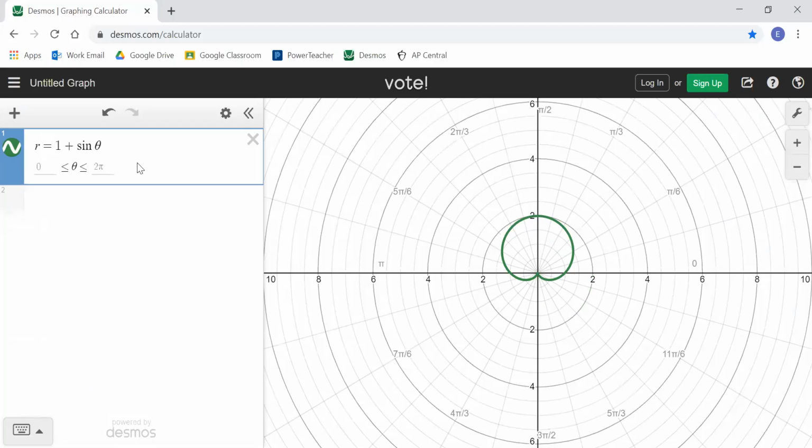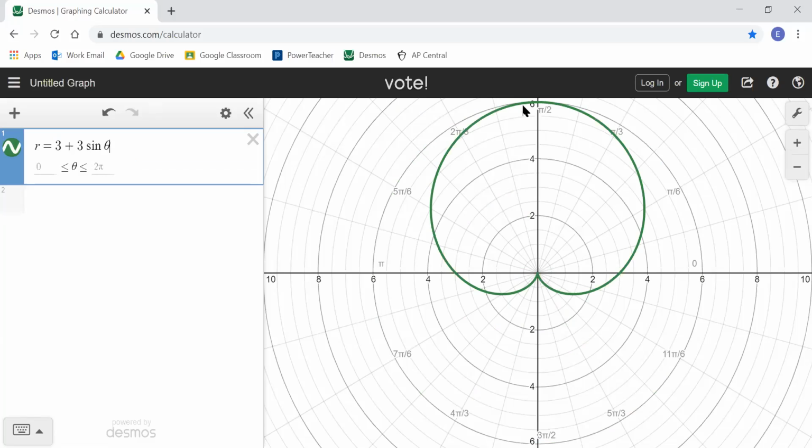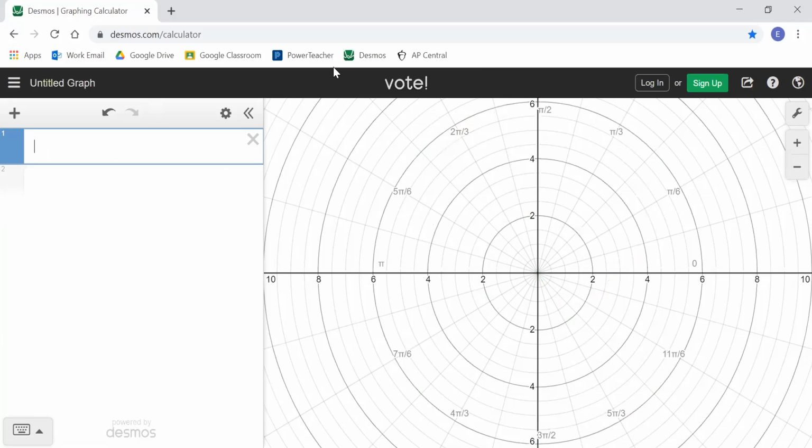And if I had a negative sign there, it would be predominantly in the quadrants where sine is negative, quadrants 3 and 4. And if I made this 3 plus 3 sine theta, then it's just going to extend up 6 full units. But since the ratio is still 1 between them, we're still going to have that cusp at the pole. Everybody good there? Cool. All right. So let's move on to the next one.